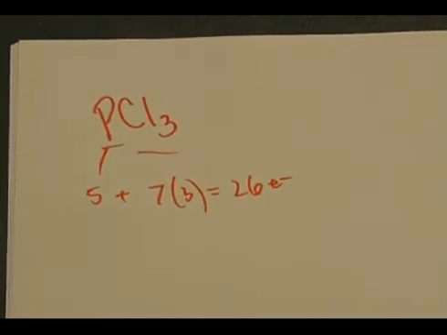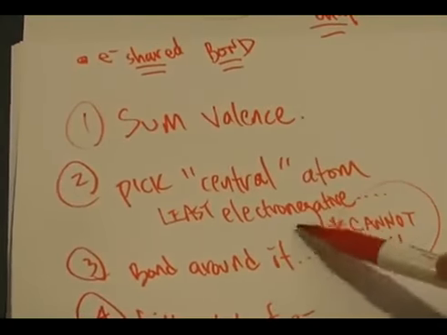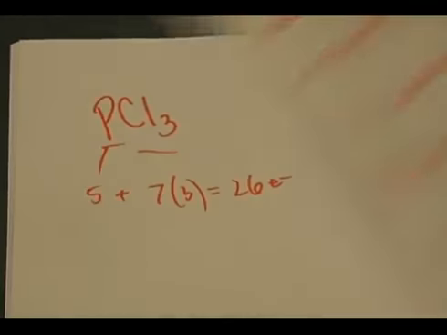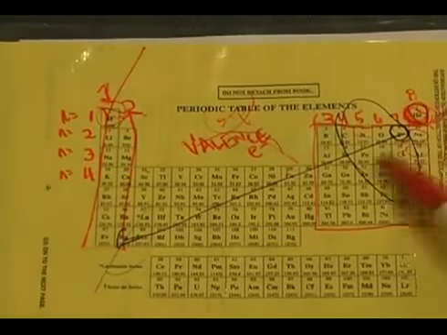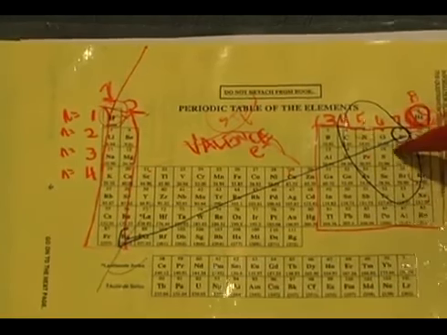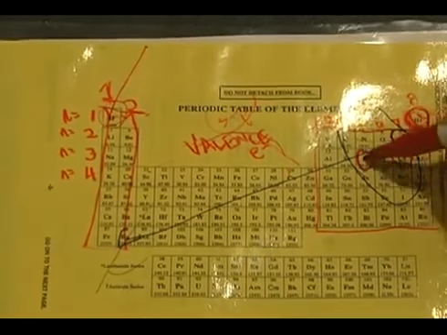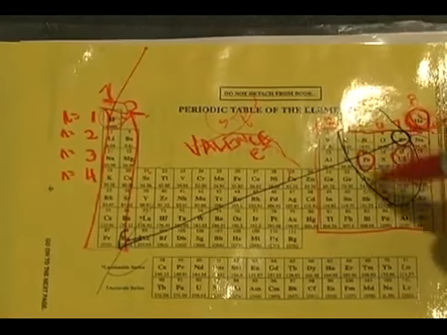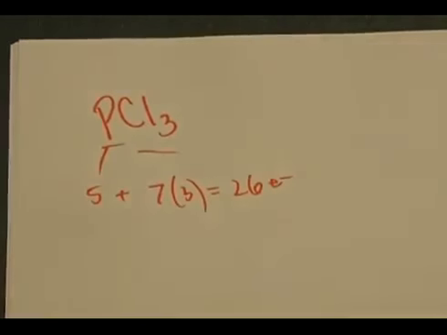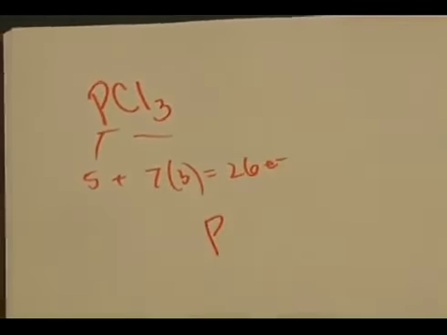Step number 2, pick the central atom that's the least electronegative that's not hydrogen. Remember the rule, electronegativity decreases as you go to the left and as you go down. So my choices are chlorine and phosphorus. Well, phosphorus is way further left than chlorine, so phosphorus is going to be my central atom. So put phosphorus in the middle.